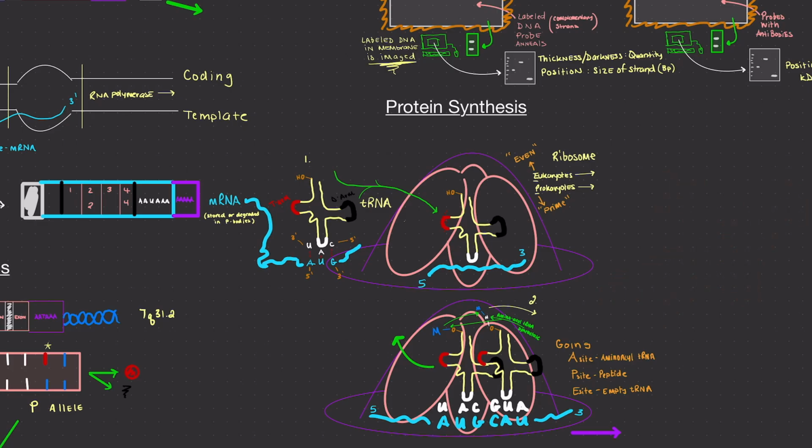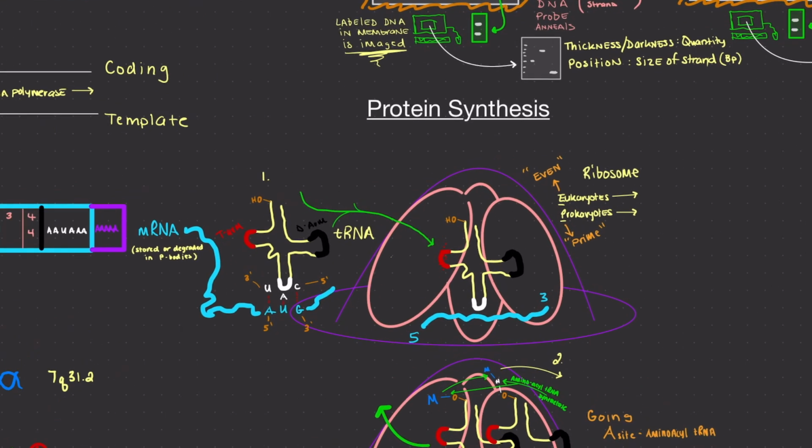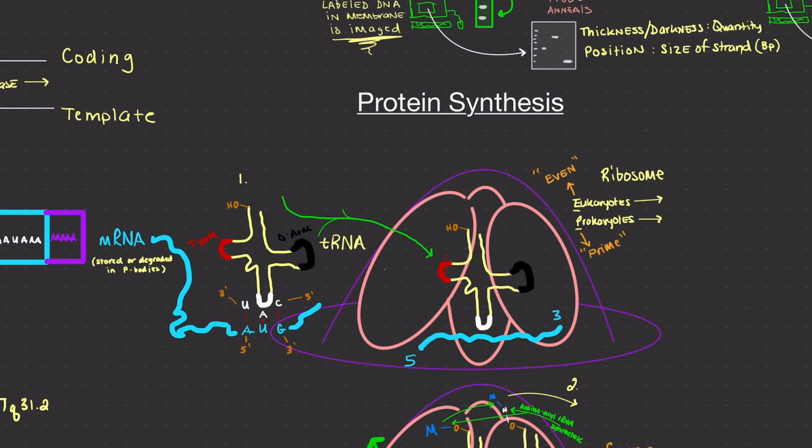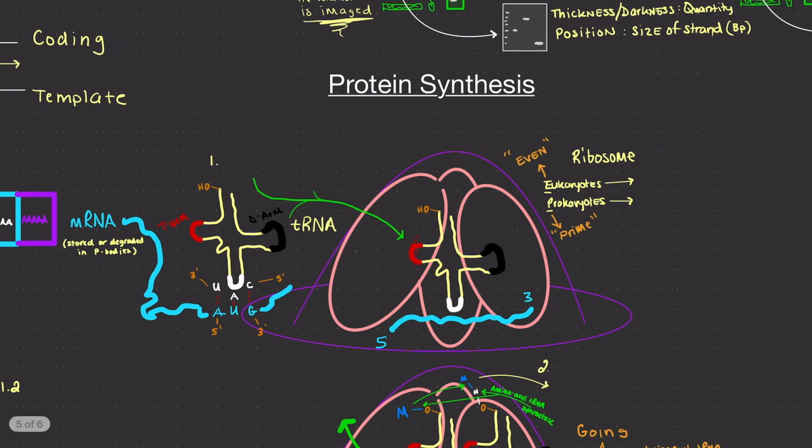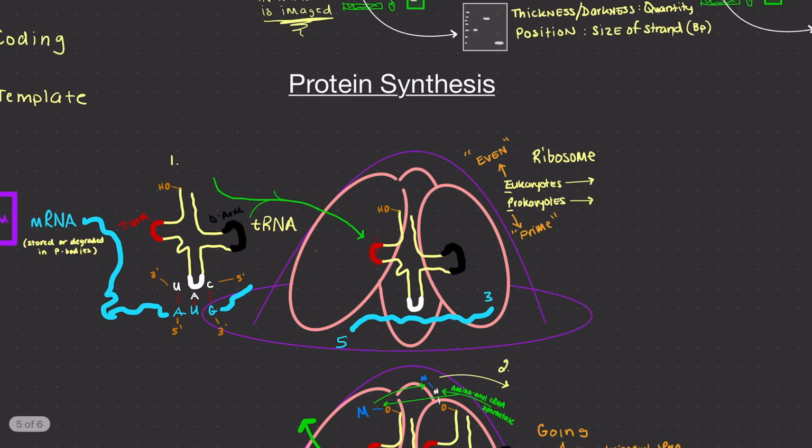So now we can jump into protein synthesis. Like I said, we had transcribed an mRNA strand, and it's going to bond with a 40S subunit of eukaryotic cells. In this scenario, if it was a prokaryote, it'd be the 30S subunit.